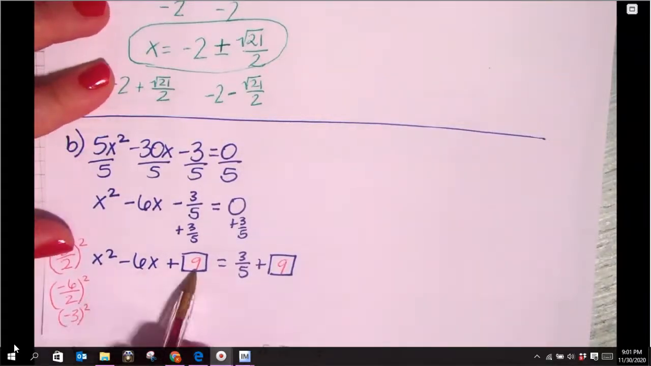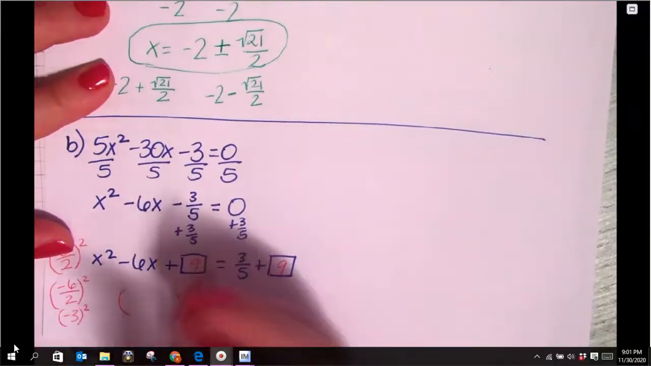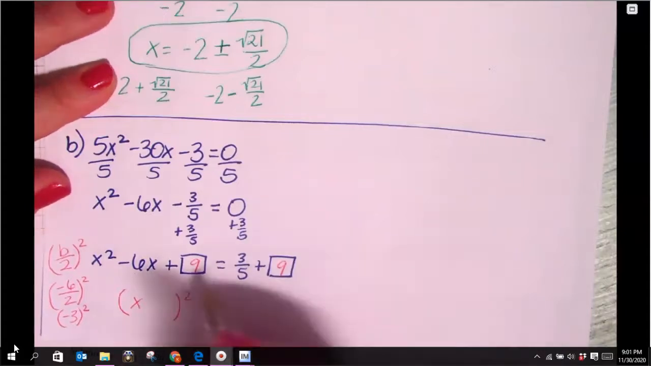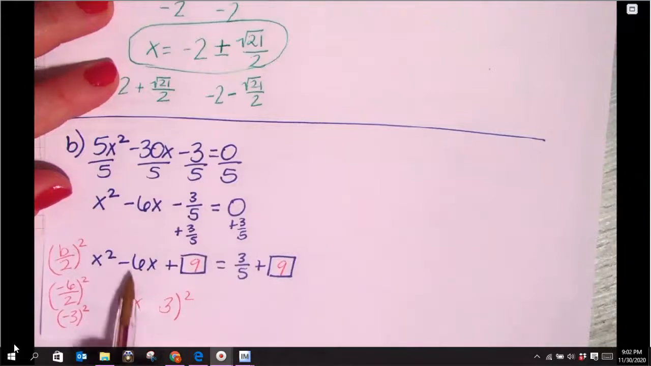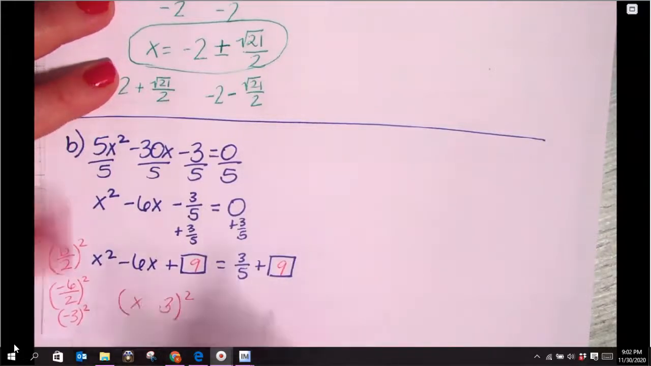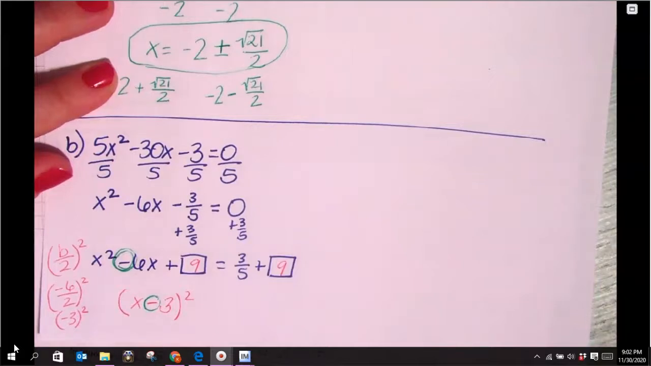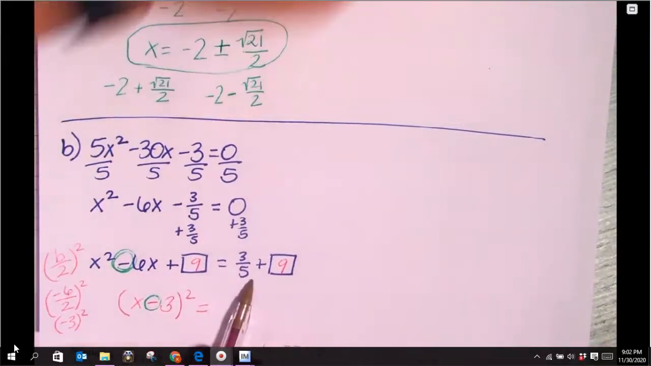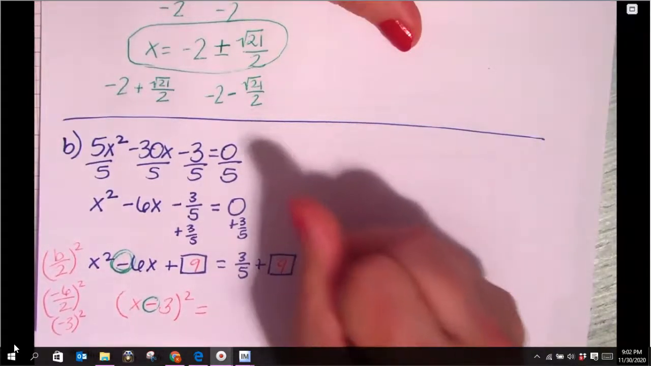This is your perfect square trinomial. I take the square root of x squared, which gives me x. You should be seeing a pattern. This is going to happen every single time. The square root of 9 is 3. We take the sign of bx, so this one's going to be minus, because this is minus. It equals, over here we've got 3/5 plus 9. That's going to be 9 and 3/5.